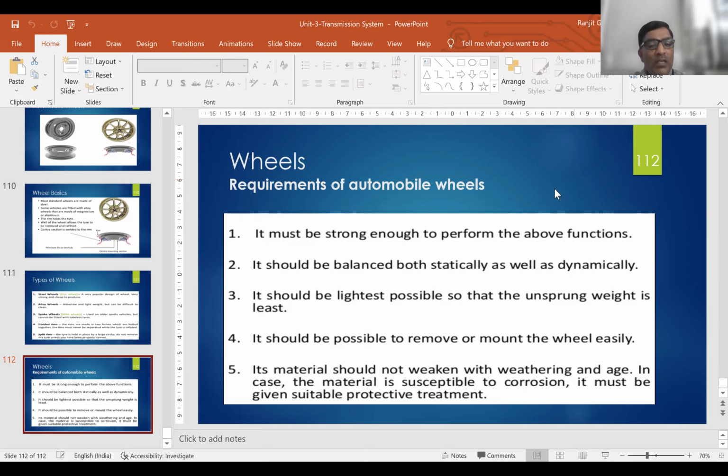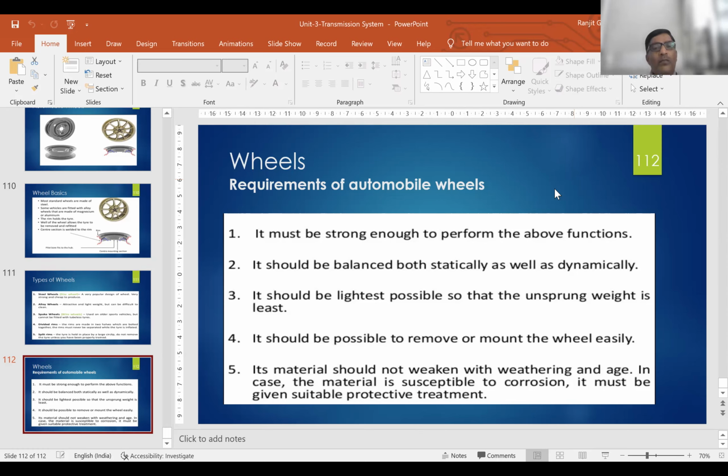So the function is to provide perfect rolling motion of the road wheels at all times. That is called true rolling. So to have proper or better control, it should have true rolling. That is also a function of the steering system.